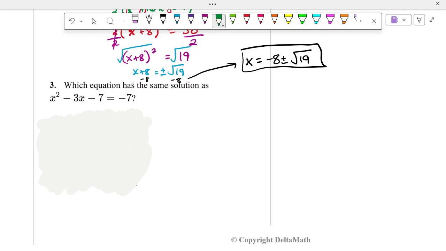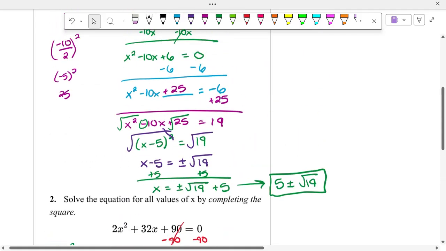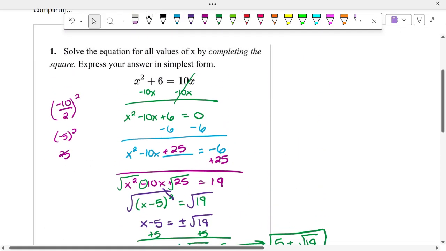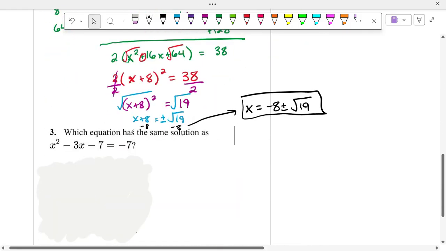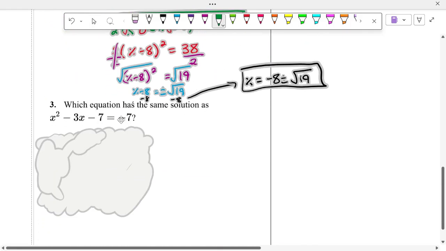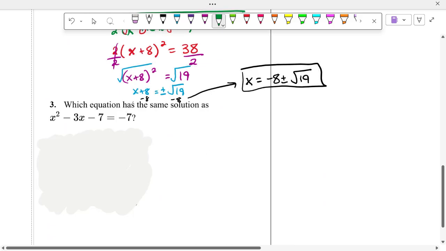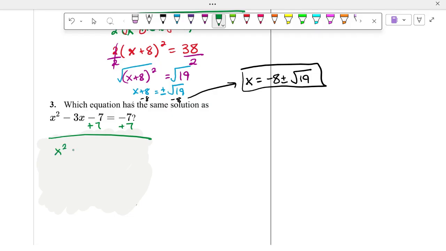All right? But, like with our first one, since that value had a variable, we had to subtract it over. But since this negative 7 right here is a constant, we don't need to subtract or add it back over to the other side. We just need to add this 7 to the other side to start. So this would be x squared minus 3x is equal to 0.